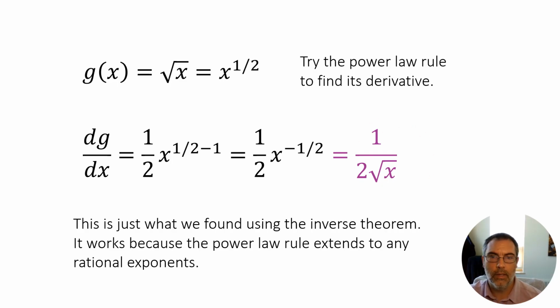inverse theorem. And what this shows, or at least supports, is the idea that the power law rule extends to any rational exponents. It works for a half, it works for a third, it works for 2/3, it works for any rational exponents that are there. You don't have to have a specifically integer power for the power law to work.